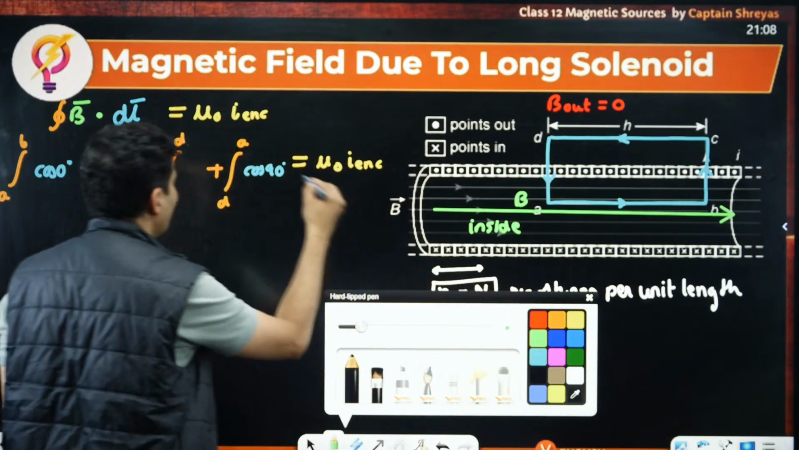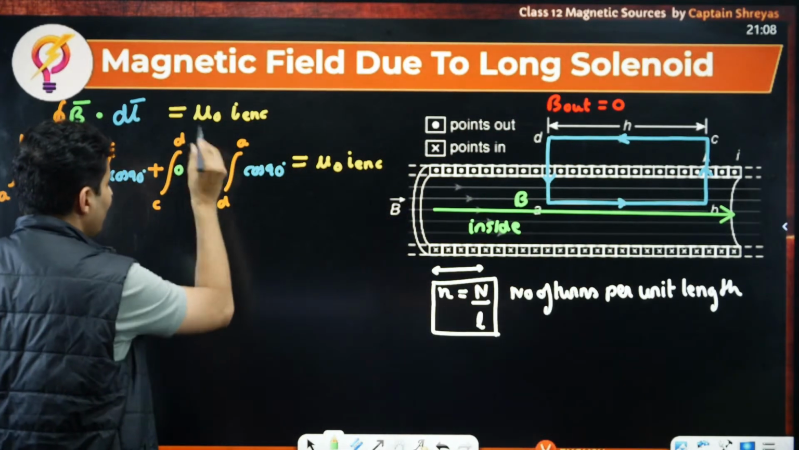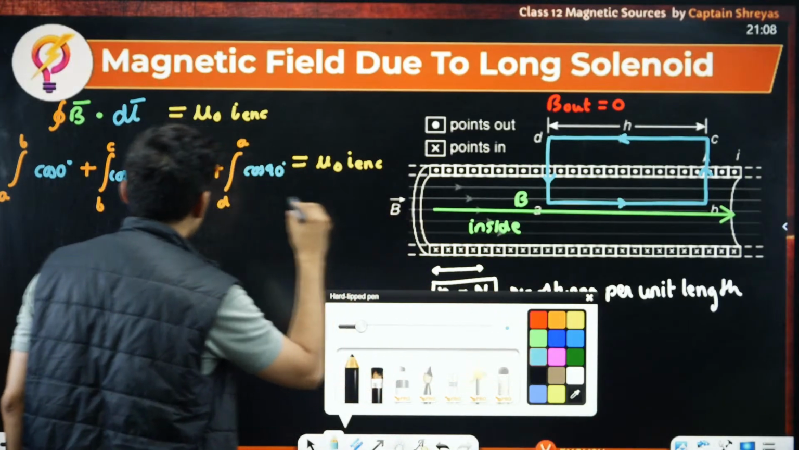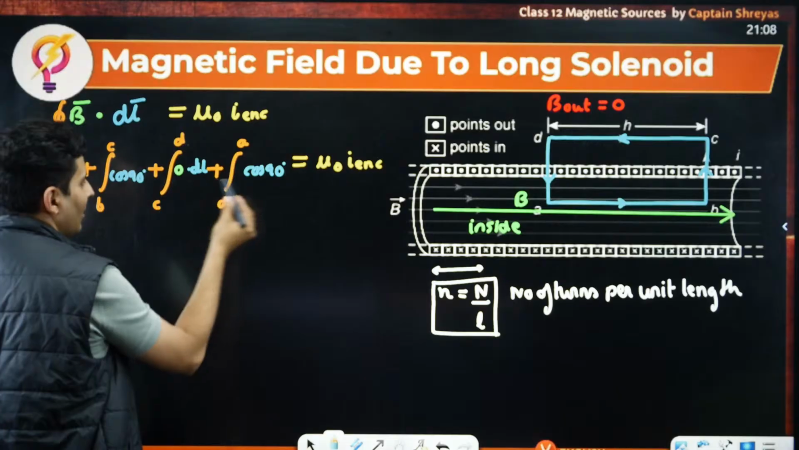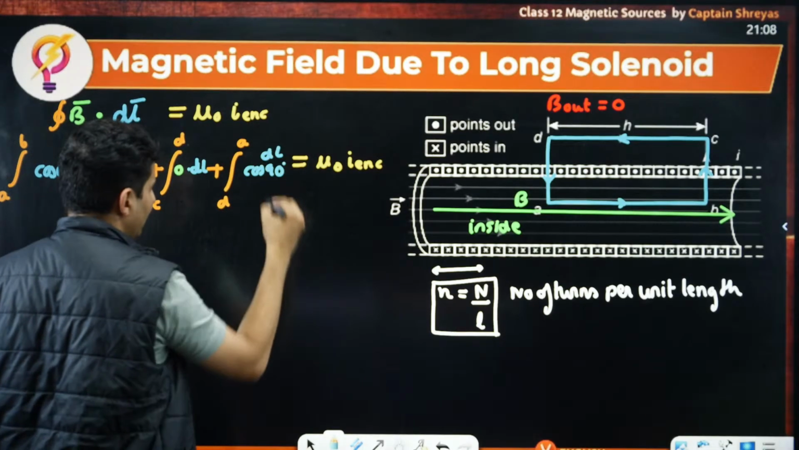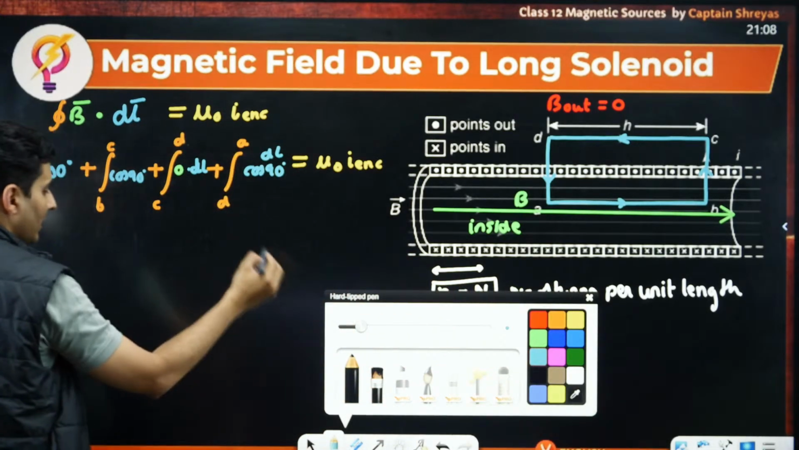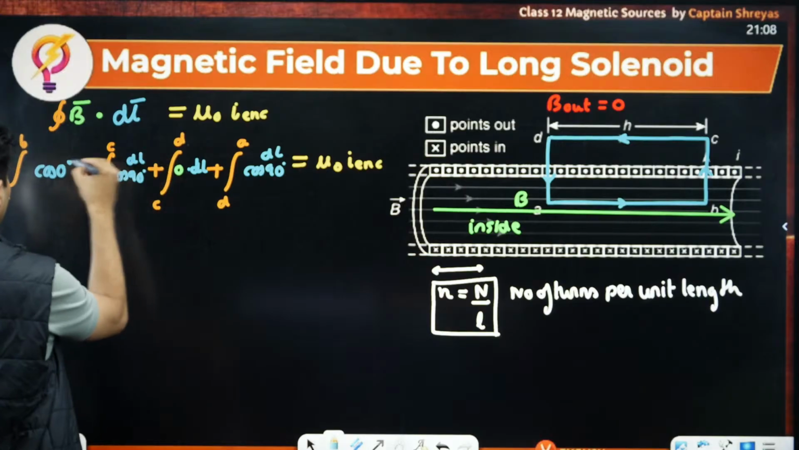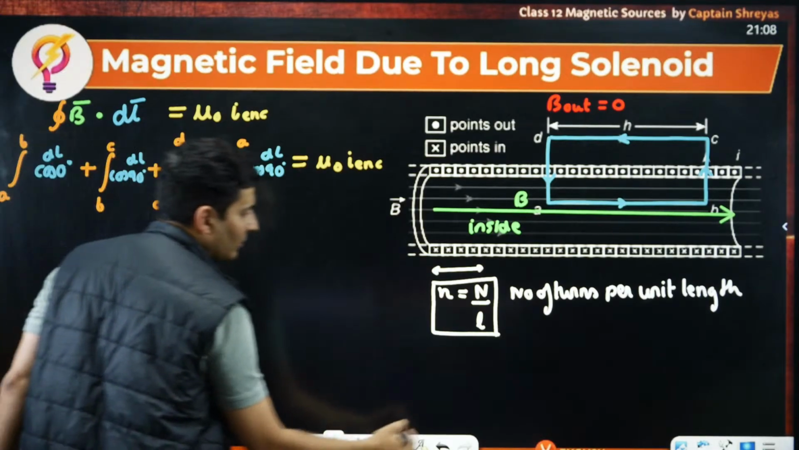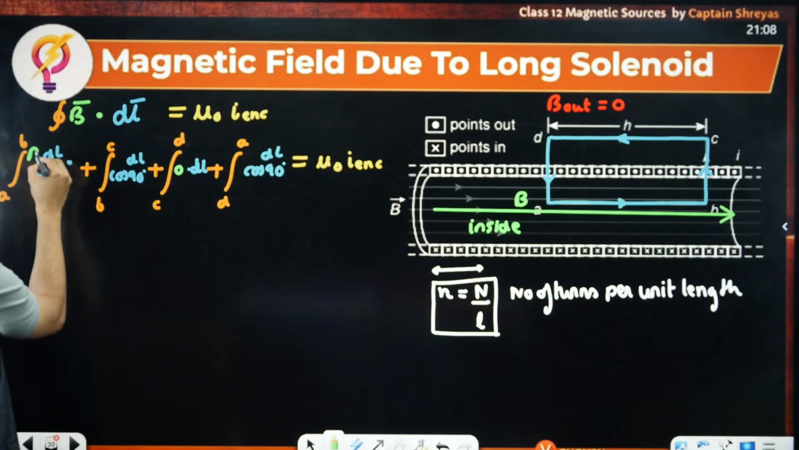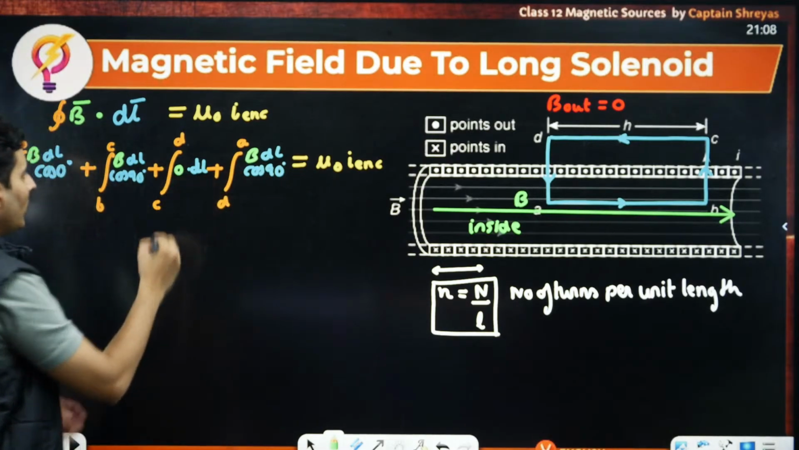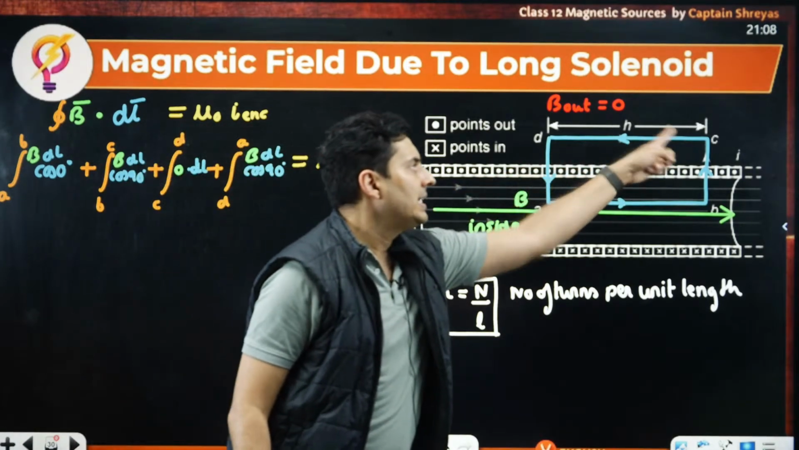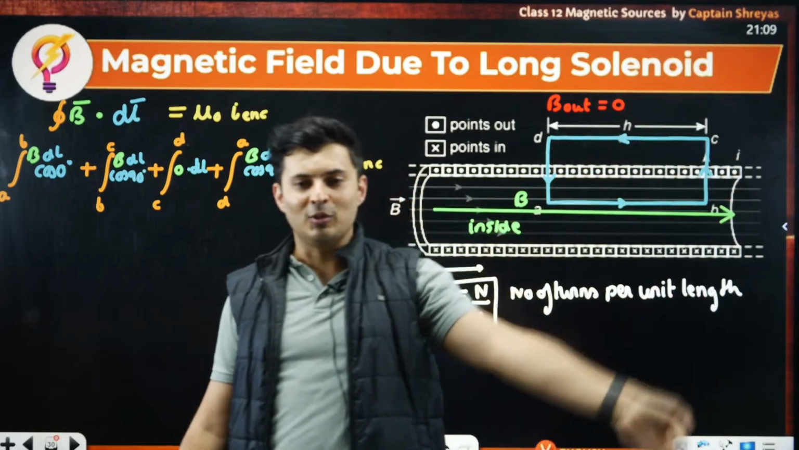So the magnetic field is 0. Forget about dl there. Rest everything is as it is over here. So I'll put dl and dl and dl, and of course we'll have B, the magnetic field, everywhere. This is 0, this is B. The only place it is 0 is from C to D, which is outside the solenoid.